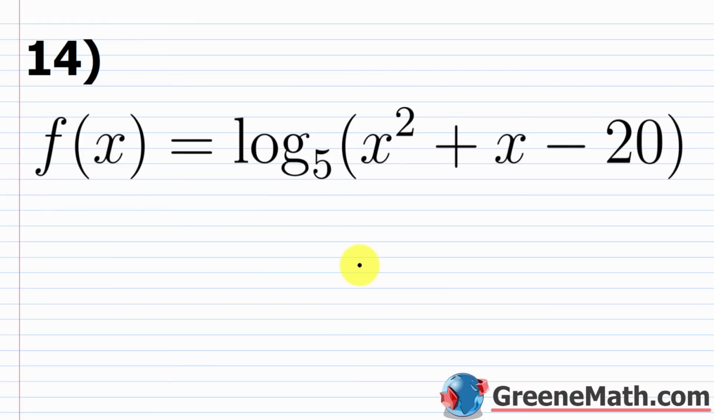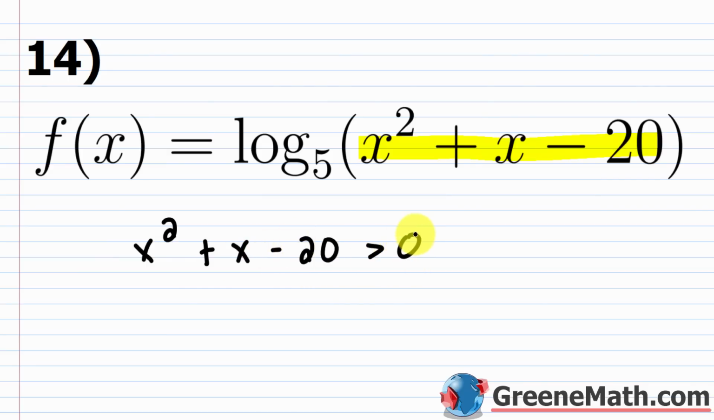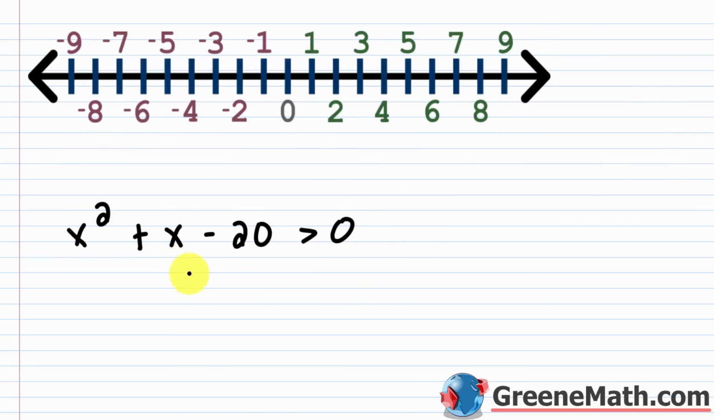All right, for problem 14, we have f of x equals log base 5 of x squared plus x minus 20. So if you want to find the domain, remember that your argument for the logarithm needs to be positive. It cannot be 0, and it cannot be negative. So what we're going to do is say that x squared plus x minus 20 must be greater than 0. So you could go to Desmos and just make a sketch of y equals x squared plus x minus 20 and just look for where it's greater than 0.